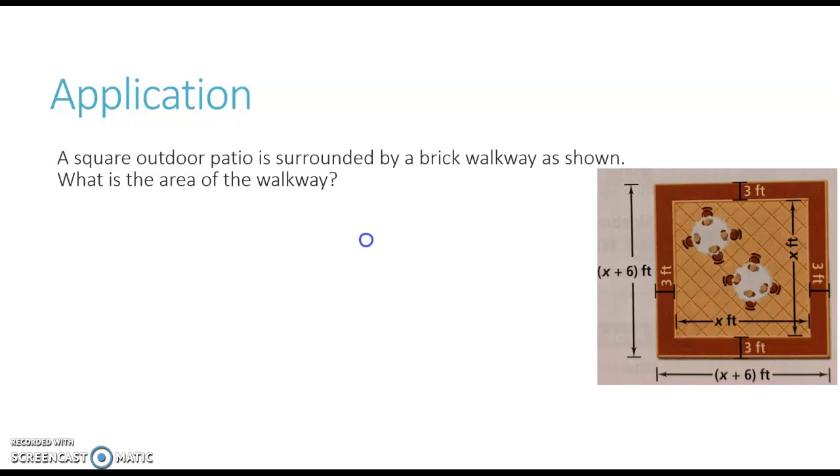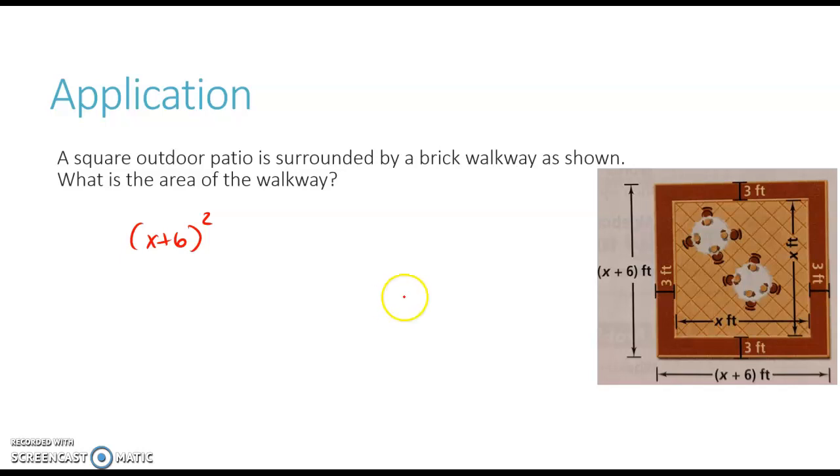A square outdoor patio is surrounded by a brick walkway as shown. What is the area of the walkway? So we know that we want the area of the walkway, and we know we have x plus 6 times x plus 6. And so we've got x plus 6 squared is basically what we've got going on here.